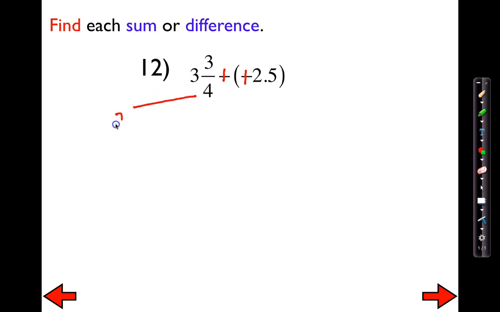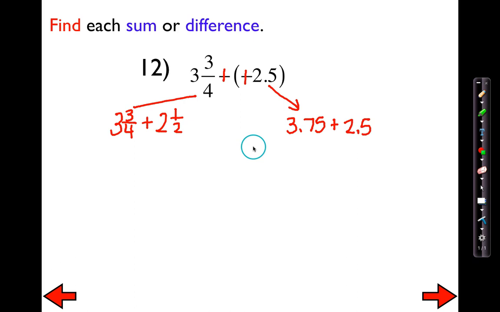This one's going to stay as 3 3/4, and I'm going to add that to 2 5/10, which could also just be read as 2 1/2. So this is one option. Now another option would be to turn them into decimals. So here, 3 3/4, how much is 3/4? It's 75 cents. So I could rewrite this as 3.75, because it's $3.75 if you think about money. And I'm going to add 2 1/2, like so. Both would give you the same exact answer.